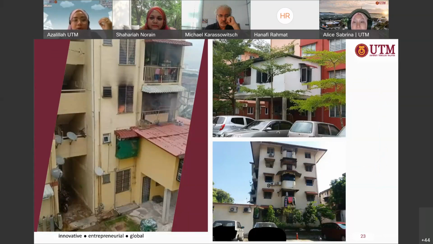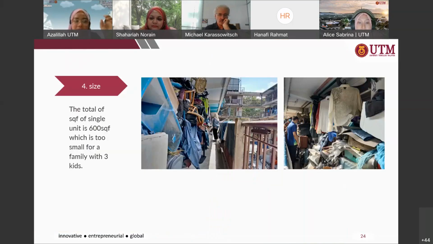These issues arise when you provide a very minimum square footage for them to live in, purposely to fit the supply and demand for affordable housing. The total size for a single unit is around 200 square feet, which is too small for a family and for kids. And because public housing does not provide storage, they just put everything in the corridor. This also causes a lot of problems. Your neighbor cannot pass through, children cannot play here, and it causes a lot of problems.